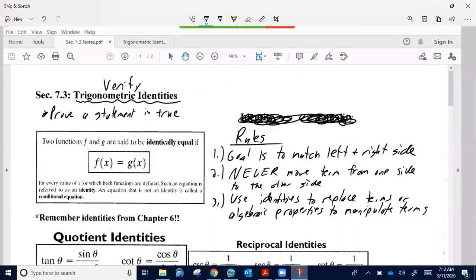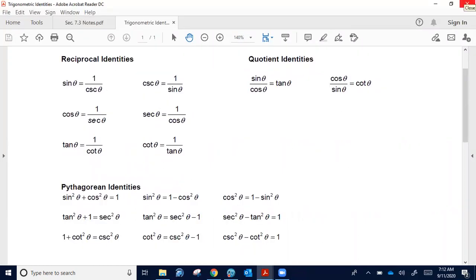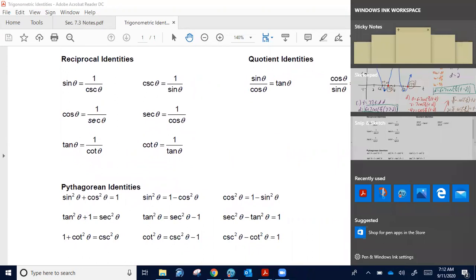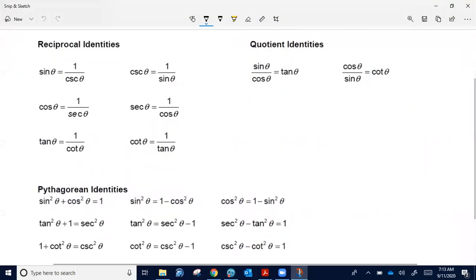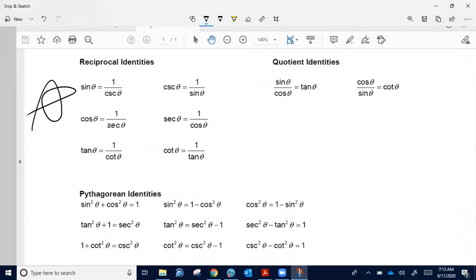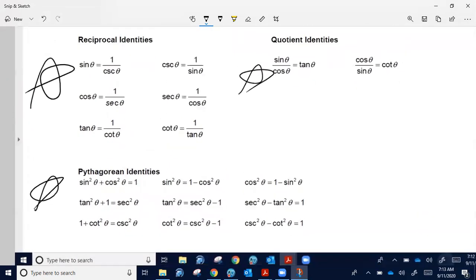And within these, I want to emphasize for the next few days, you are going to be using the reciprocals, the quotients, and the Pythagoreans. Do not dive into the sum, difference, double, and half angle formulas down below. We will get to those over the course of the next week. But all of these we will be using. You don't have to memorize them, but you need to be aware of them.